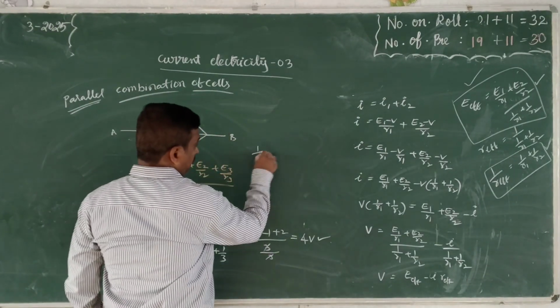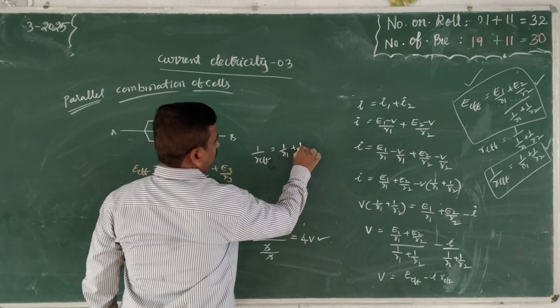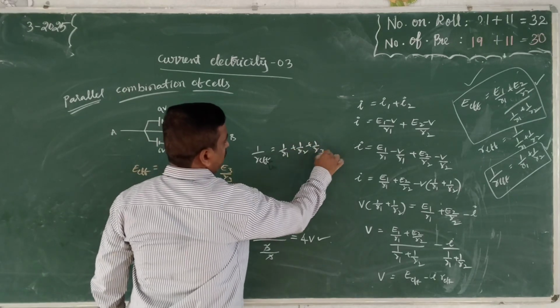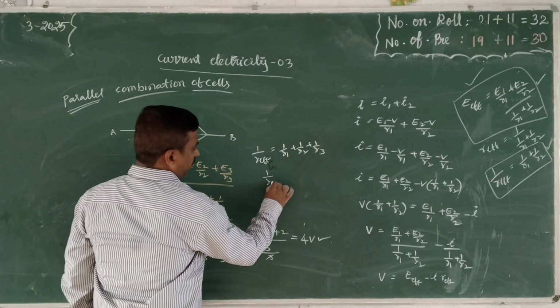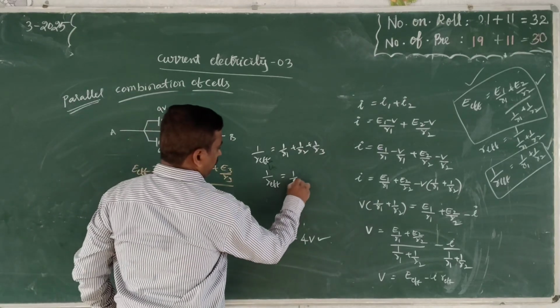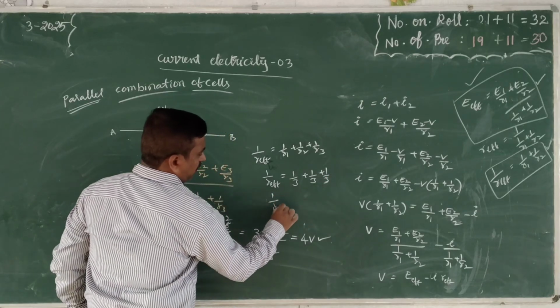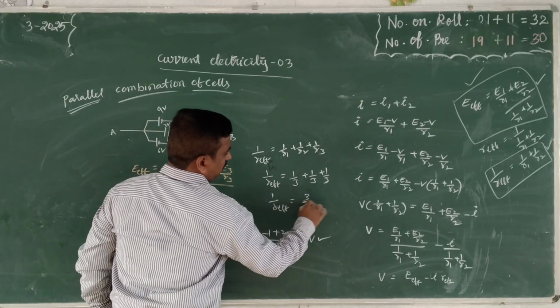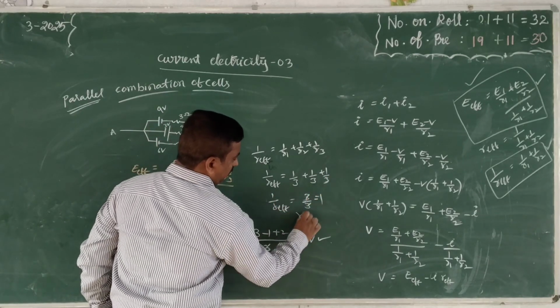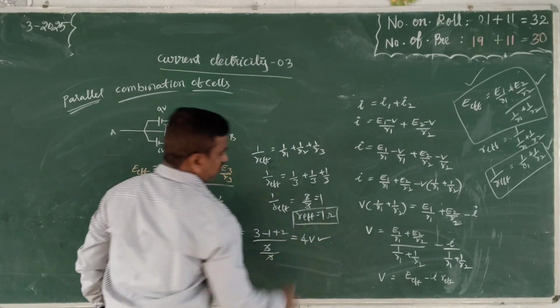Internal resistance: 1 by R effective equals 1 by R1 plus 1 by R2 plus 1 by R3. Here 1 by R effective equals 1 by 3 plus 1 by 3 plus 1 by 3. What we get now: R effective equals 3 by 3, which is 1. So R effective equals 1 ohm. That is the effective internal resistance.